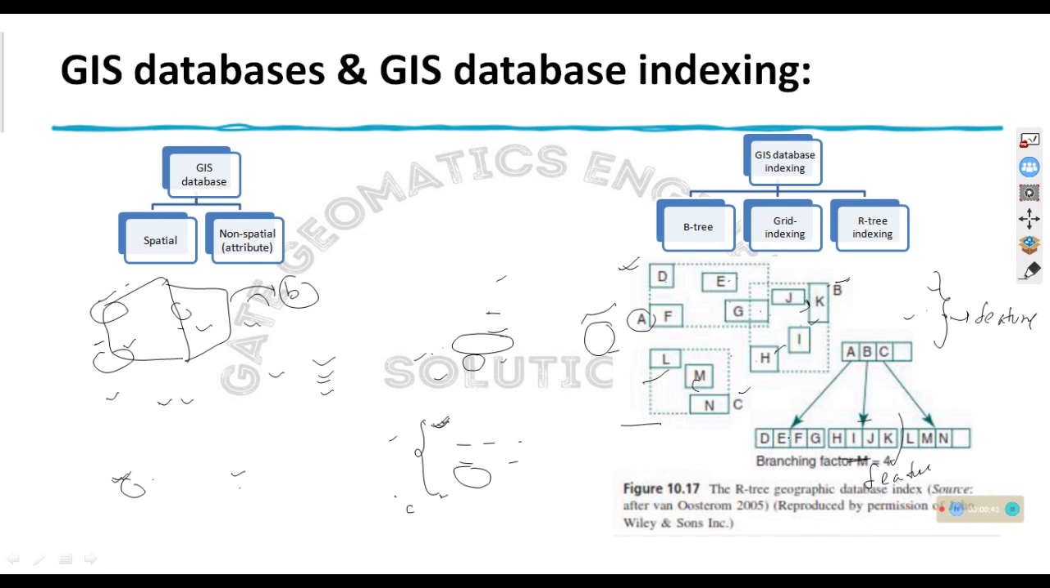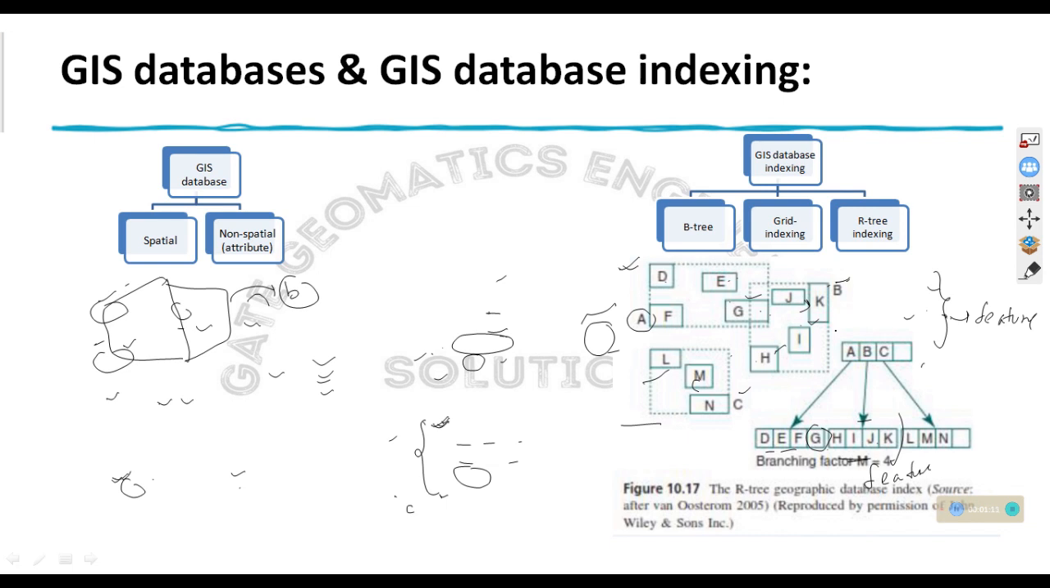features are there. So you can see in A bounding box D, E, F, G, and in B H, I, J, K, these features are there, and there is the C bounding box, there L, M, N features are there, and in A and B the G feature is common to both A and B bounding boxes. So that is how the indexing is done in GIS database structures.